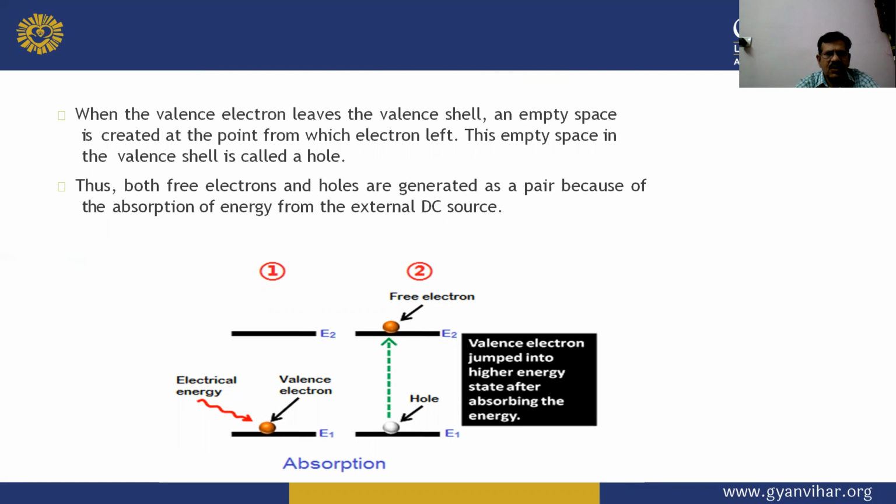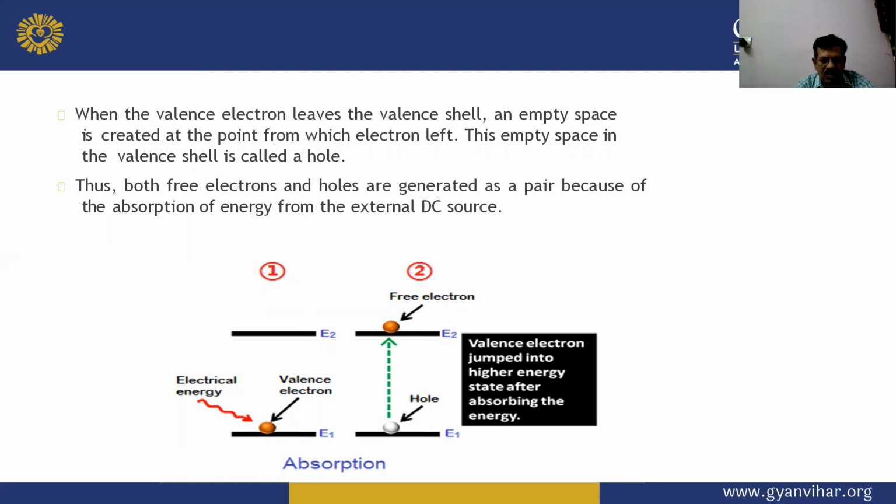There are basically two bands, the valence band and the conduction band. When valence electrons leave the valence band, an empty space is created at the point from which the electron left. This empty space in the valence cell is called a hole. Thus, both free electrons and holes are generated as a pair because of the absorption of energy from the external DC source.